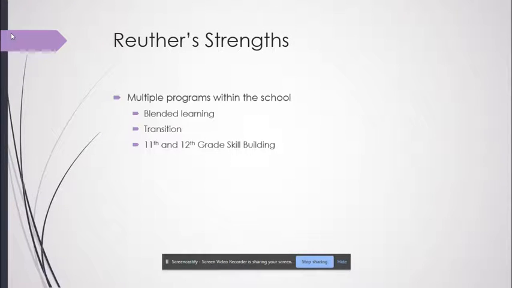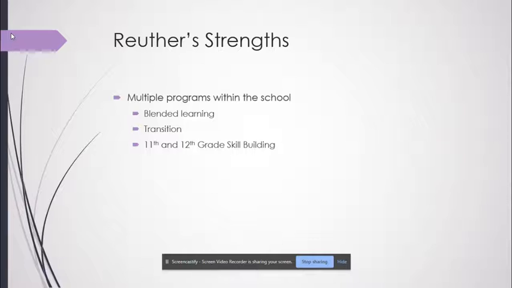Reuther strengths. Reuther is an alternative high school in Kenosha, Wisconsin. With it being an alternative high school, we are able to have multiple programs within the school. The 3 main programs we have are blended learning, transition, and 11th and 12th grade skill building. Blended learning is similar to the comprehensive high schools in Kenosha. However, instead of being solely face-to-face, it's a mixture of face-to-face lecture and online digital learning.